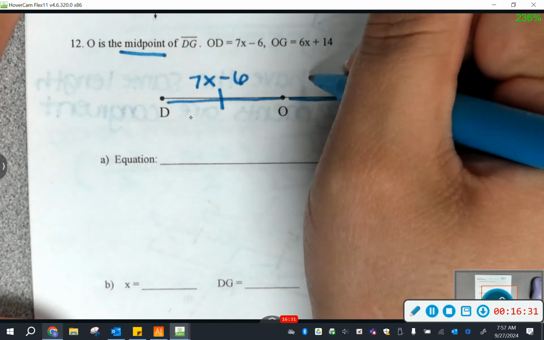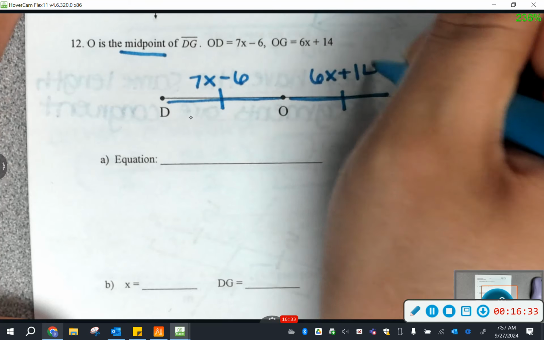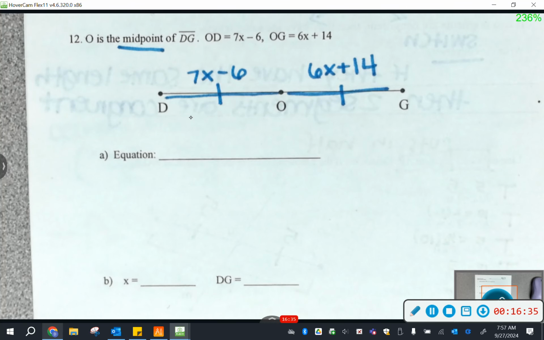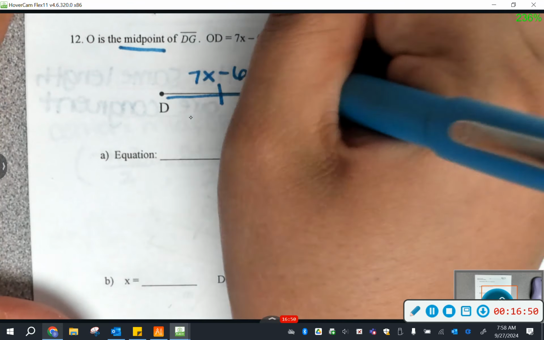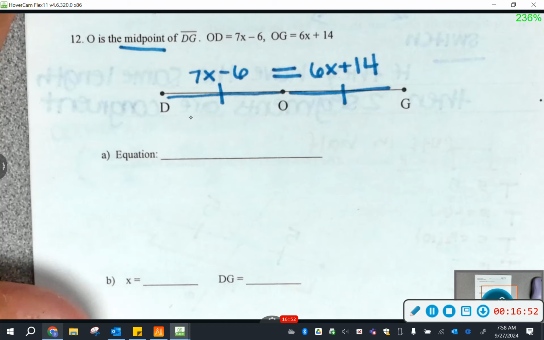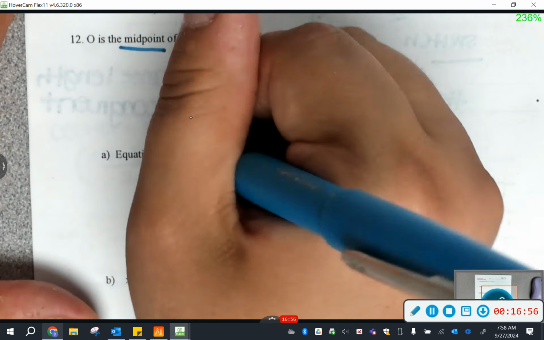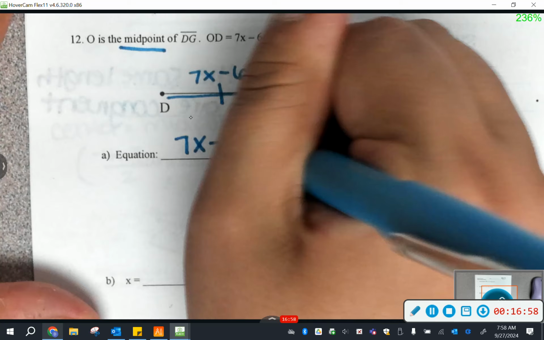OG is 6x plus 14. What's up? Oh, it's okay. Oh, on the wrong one. It's okay. Just write over it. You're fine. And what do I know about these because it's midpoint? You have to make an equal sign between them. I can put an equal sign between them. Because it's midpoint, I can put an equal sign. And so now we're just going to solve.